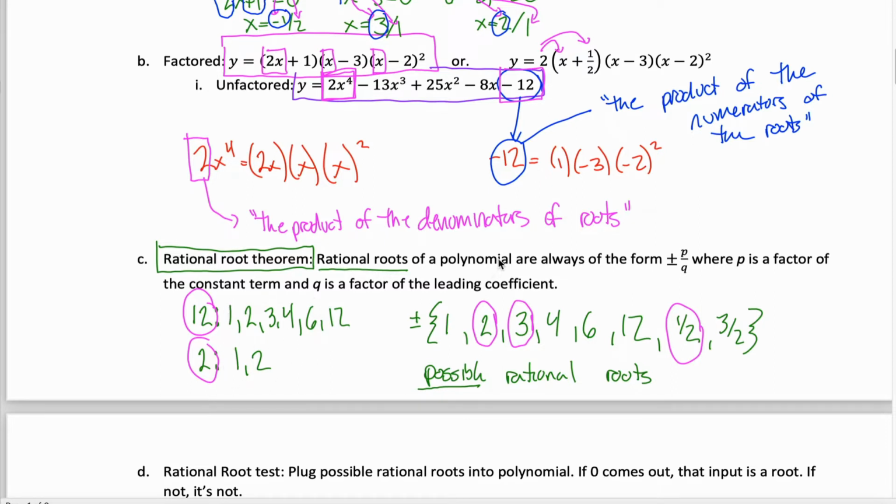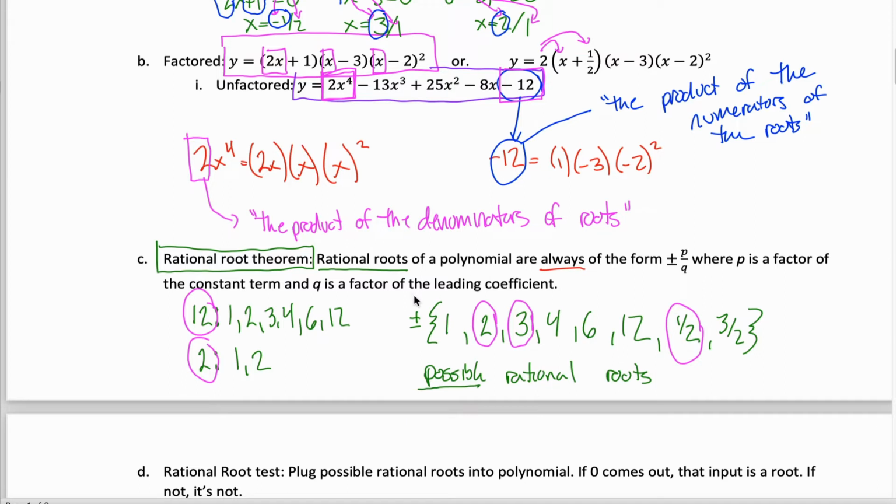To put things a little bit more succinctly, the rational roots of a polynomial are always of the form p divided by q, where p is a factor of the constant term, so 12 in this case, and q is a factor of the leading coefficient, so 2 in this case. In other words, take any of these numbers, divide them by any of these numbers, tack on a plus and minus, and you have all of the possibilities for rational roots.